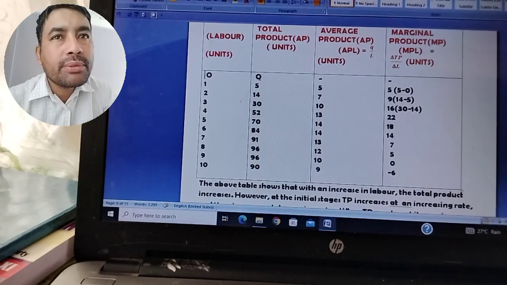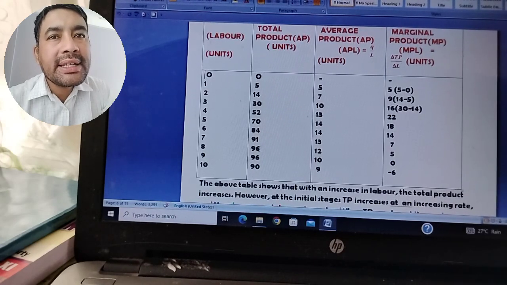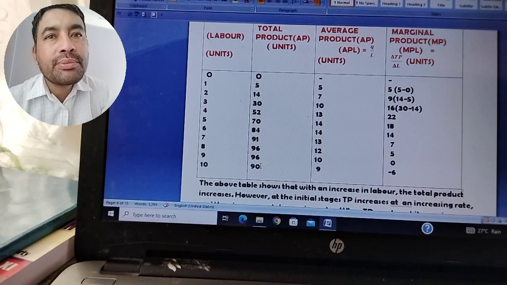So we are taking total product as 0, 5, 14, 30, 52, 70, 84, 91. What we are seeing, the total product is increasing. Then it becomes 96, then again 96. It means a constant point. It is not increasing further. And after that, it is decreasing. Then its total product is decreasing.